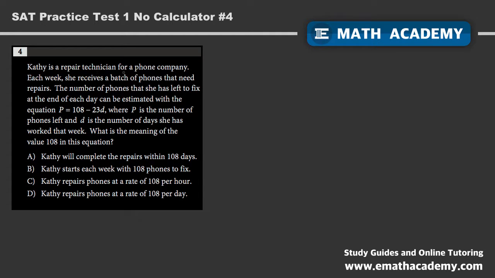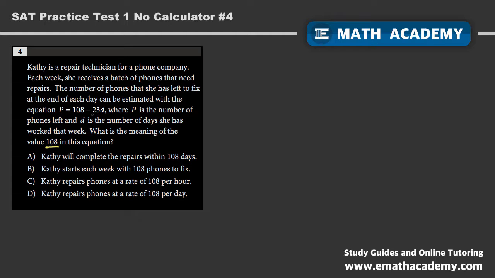Kathy is a repair technician for a phone company. Each week, she receives a batch of phones that need repairs. The number of phones that she has left to fix at the end of each day can be estimated with the equation P equals 108 minus 23D, where P is the number of phones left and D is the number of days she has worked that week. What is the meaning of the value 108 in this equation?